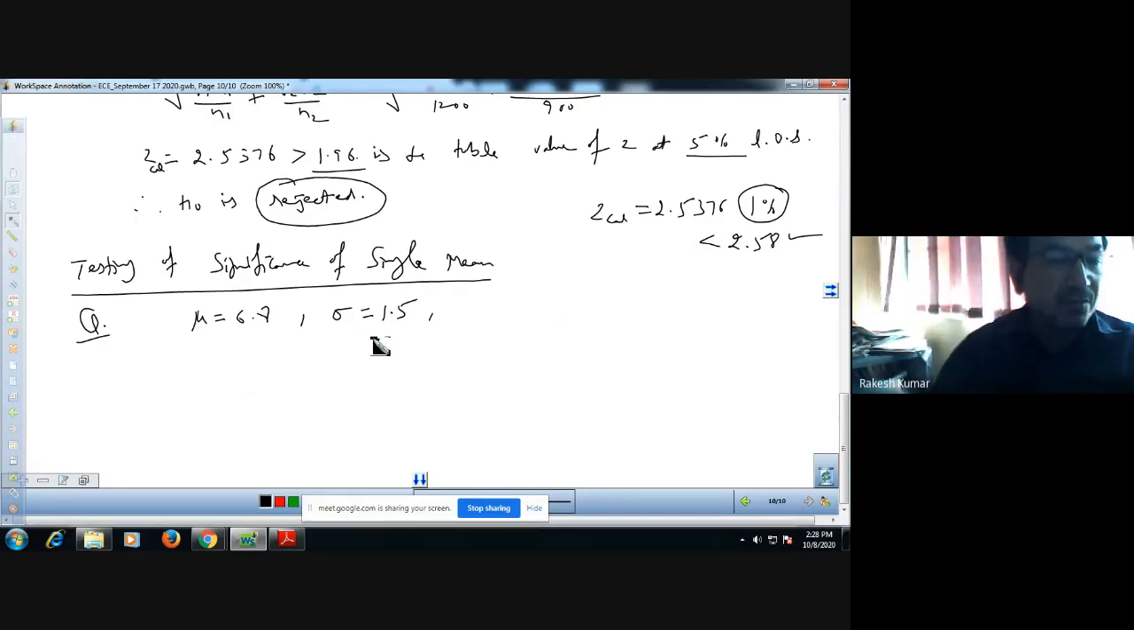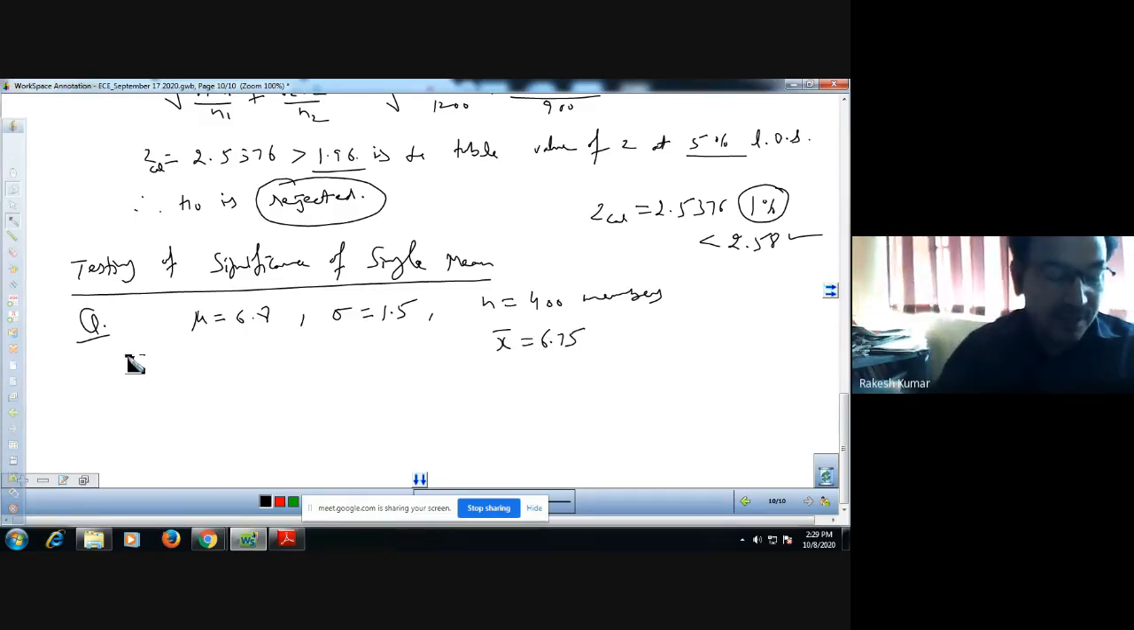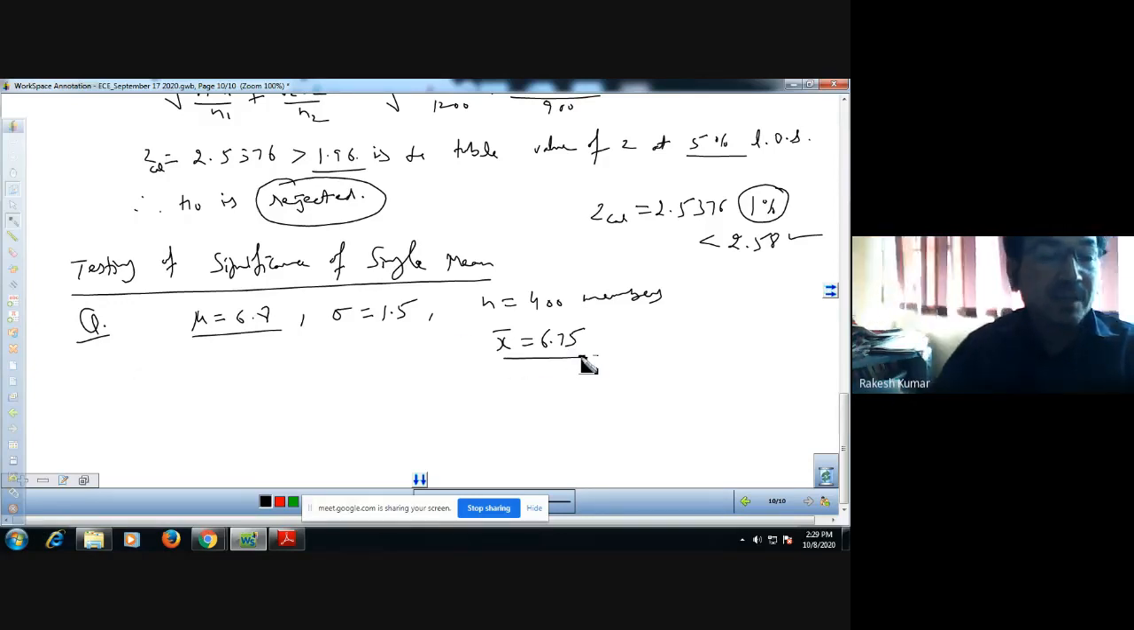A sample of 400 members has been taken, and it means n is equal to 400, and this sample gives us a mean 6.75. So this is the sample mean, and the sample mean is denoted by x bar. Be careful. Now we are asking, is the difference significant? This is the population mean, this is the sample mean. I am again repeating this.